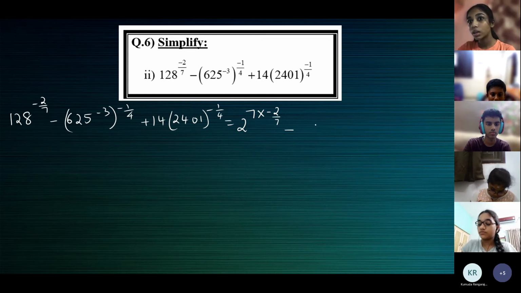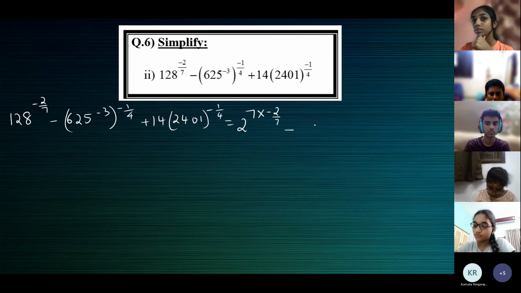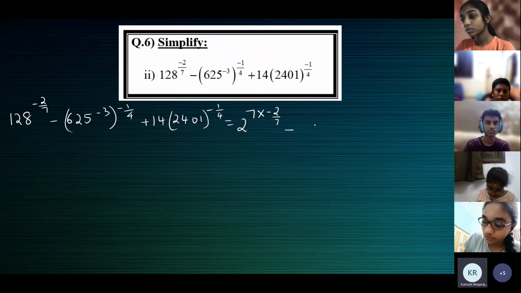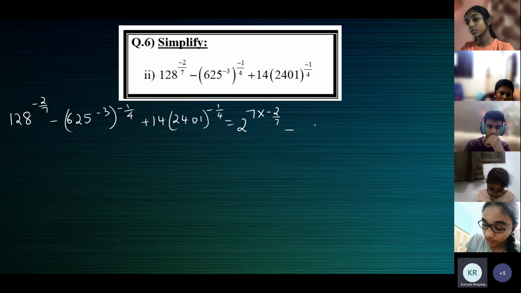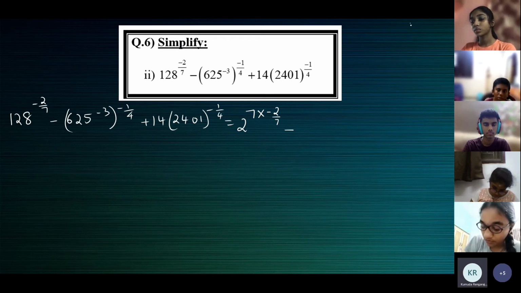25 squared, 5 to the power 4. 25 squared, but 25 is not a prime number. You can write it as 25 squared, but you have to simplify again in the next step. Try to use a prime factor as a base. 25 is not a prime number. So 625 is 5 to the power 4.